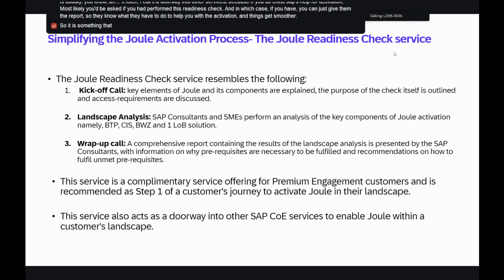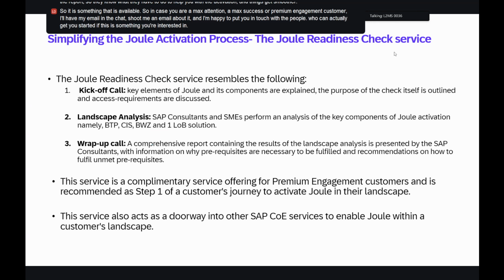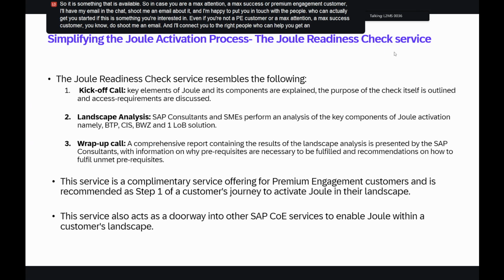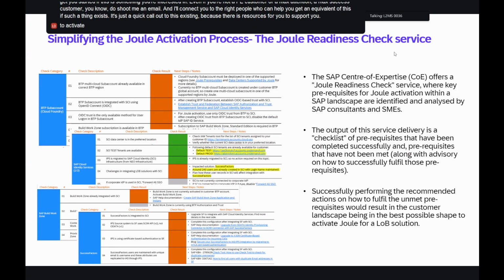So it is something that is available. In case you are a max attention, a max success, or a premium engagement customer, I'll have my email in the chat. Shoot me an email about it, and I'm happy to put you in touch with the people who can get you started if this is something you're interested in. Even if you're not a PE, max attention or max success customer, do shoot me an email, and I'll connect you to the right people who can help you get an equivalent of this, if such a thing exists. It's just a quick call out to this existing, because there are resources to support you to activate Joule. This EGI is one of them.